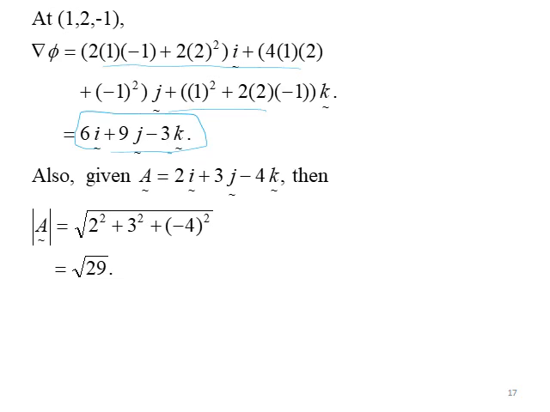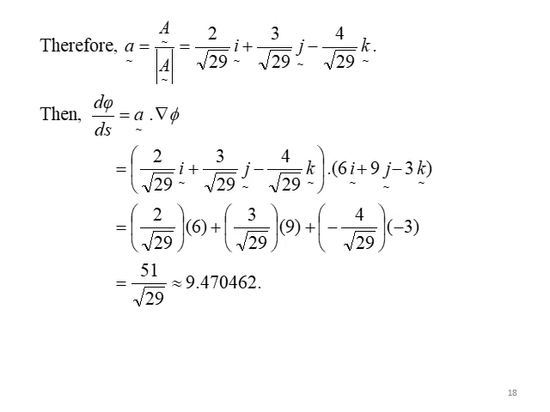Now next, this is the vector. Let me find the magnitude of the vector. So 2 squared plus 3 squared plus minus 4 squared, all under square root. This is the magnitude. Now a, which is what I'm looking for, is the vector divided by its magnitude. So I just need to divide the values 2, 3, minus 4 by its magnitude here.